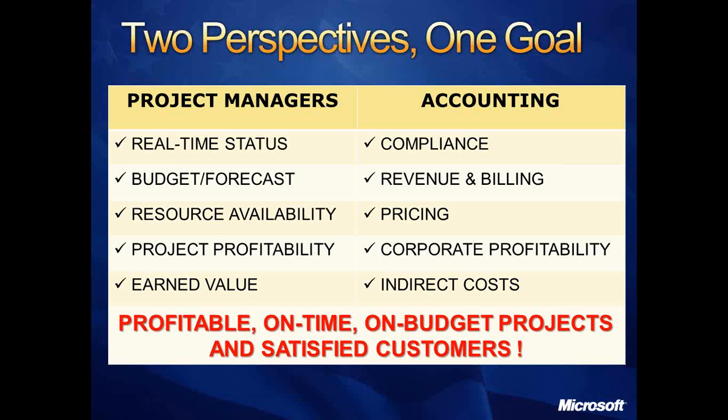And then on the accounting side, your accountants are concerned about compliance. They're concerned about revenue and billing. They're concerned about pricing. They're also concerned about measuring the overall corporate profitability and tracking indirect costs. And the reason we're showing you this is because in order to have true DCAA compliance, you need to have systems that will support both sides of this equation.